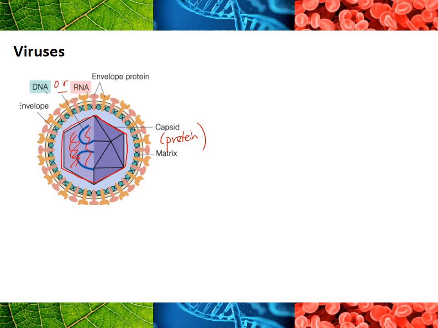A lot of viruses also have what's called an envelope. That is a protective layer around the whole thing. And then ones that have an envelope would also have what's called envelope proteins around it.